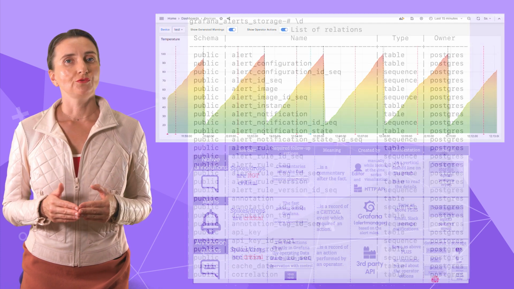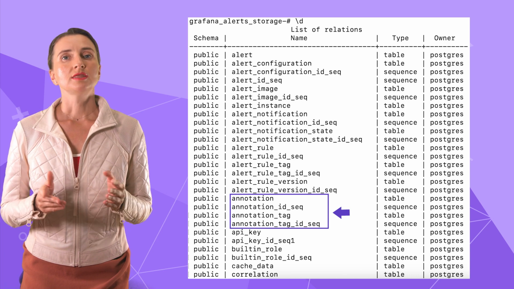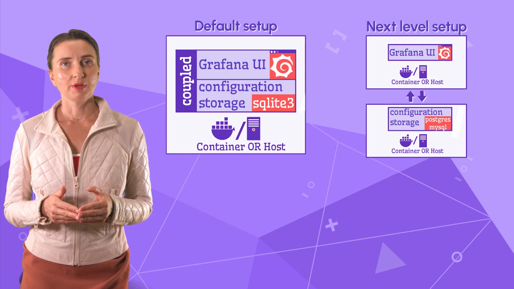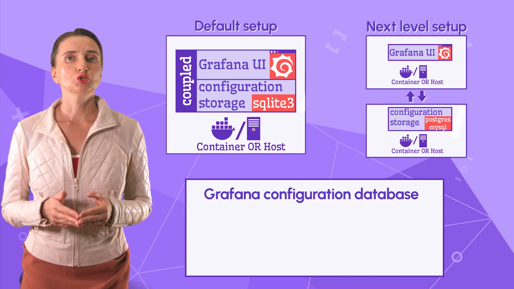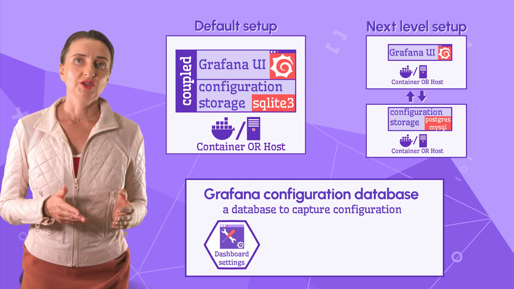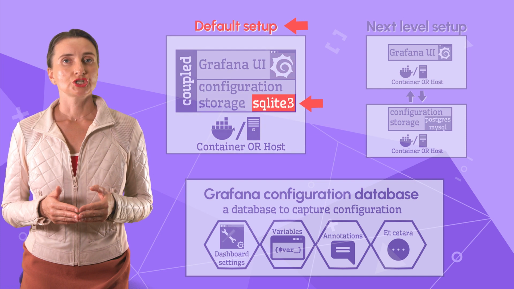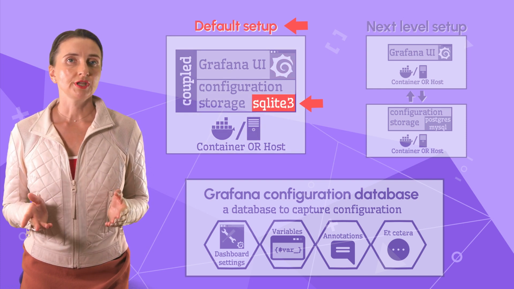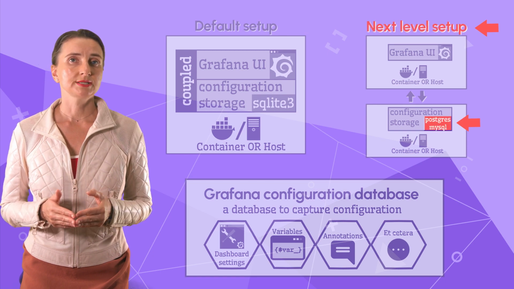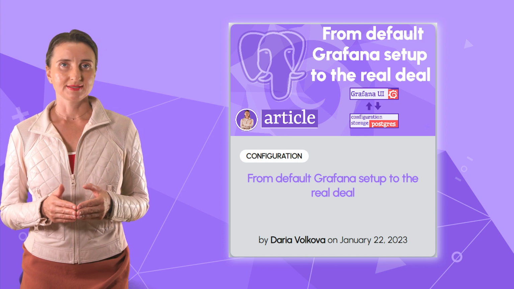From the data point of view, an annotation is a record in the annotation table. The annotation table usually resides in the Grafana configuration database. The configuration database is where Grafana captures its configuration, like dashboard settings, variables, and, well, annotations. By default, the configuration database is SQLite 3. You can switch from it and use PostgreSQL or MySQL database instead. Please refer to my blog post for more details.